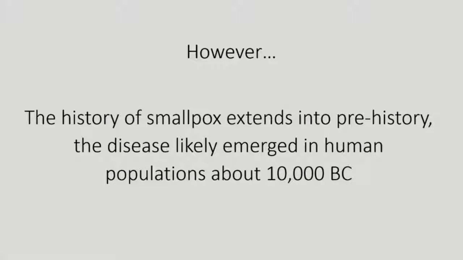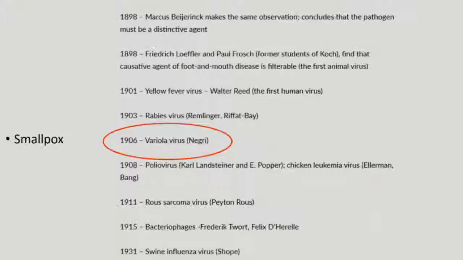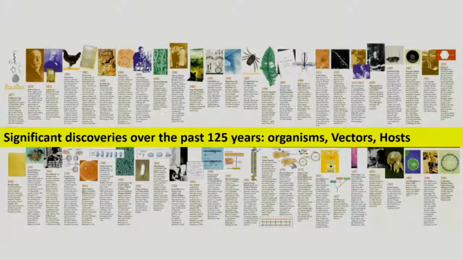However, the history of smallpox extends into the prehistory. The disease likely emerged in human populations about 10,000 BC. But the virus was identified only in 1906. It was after the invention of the Chamberland filter in 1884. And since then, you can see the viruses have emerged, and in 1906, you got the smallpox. Then, thereafter, there have been significant discoveries over the past 125 years: organisms, vectors, and hosts. So it's the evolution of technology that is linked to the global burden of infectious diseases.